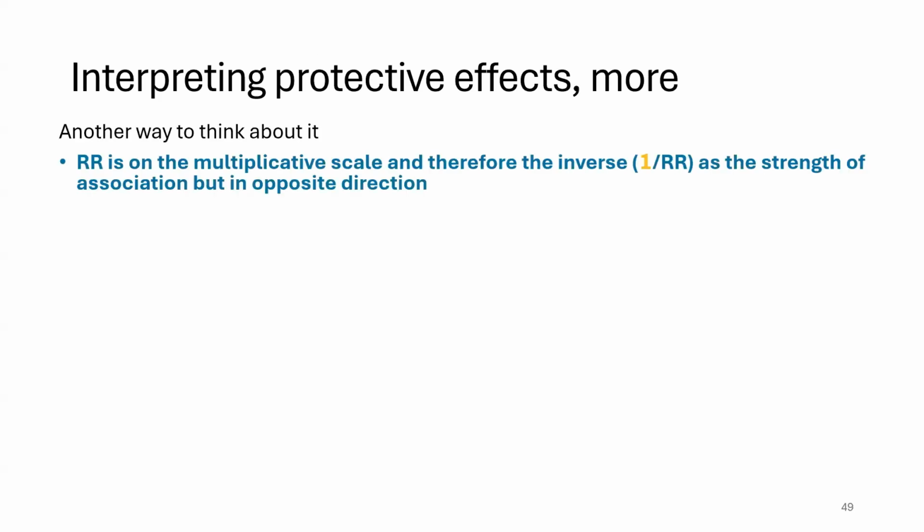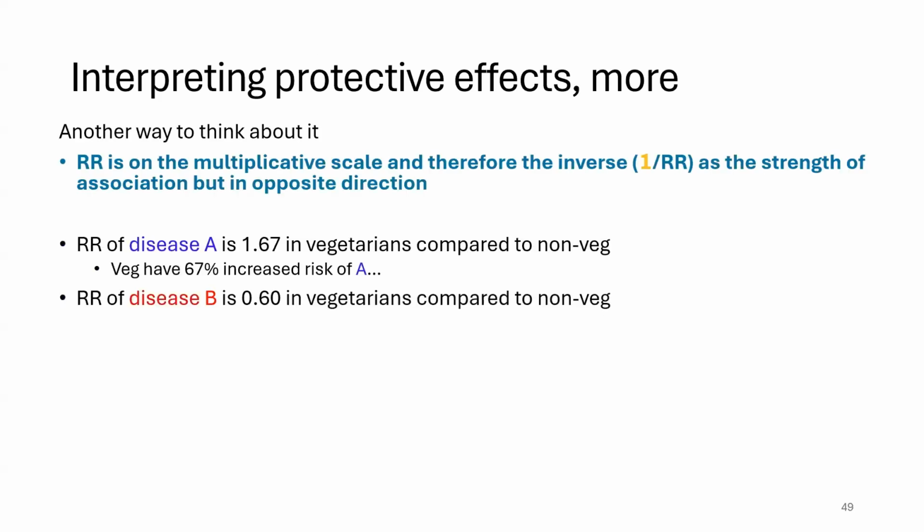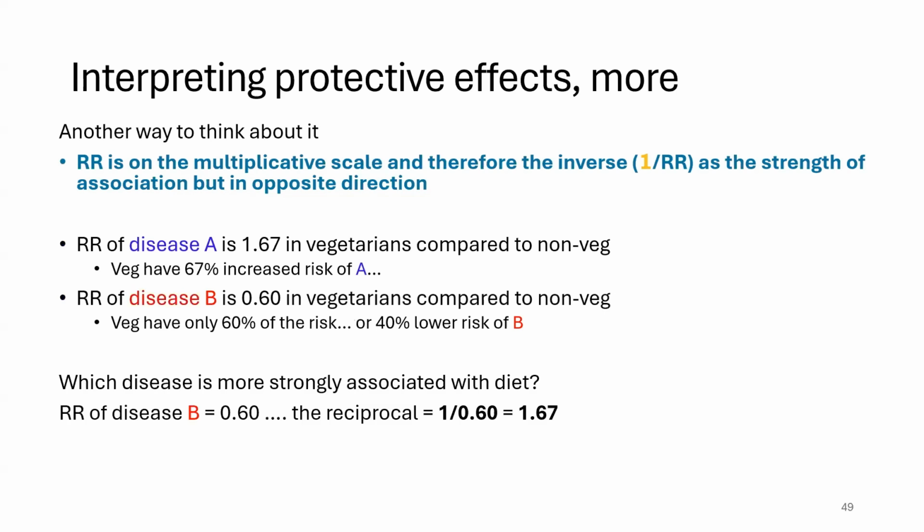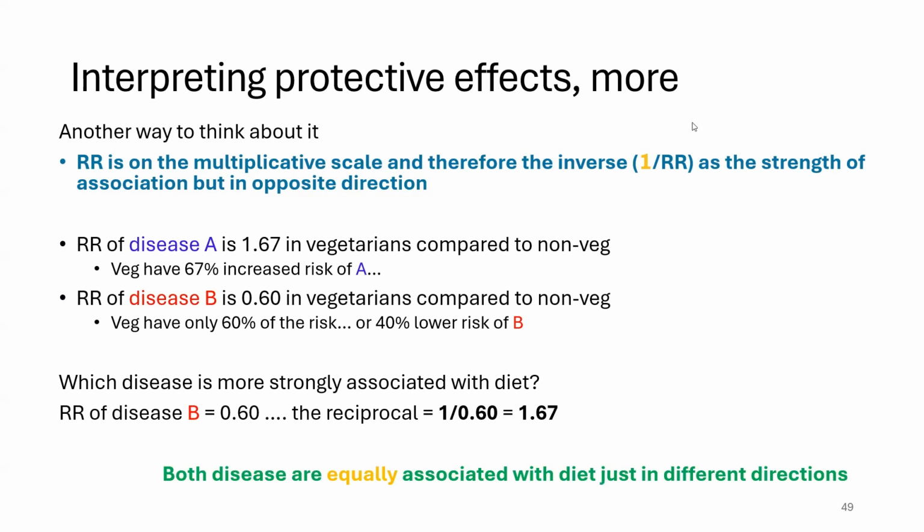So let me give you another way to think about it. Because relative risk is on a multiplicative scale, you can calculate the strength based on the inverse, so 1 over the relative risk, as the strength of the association to determine what it would be if that value was measured on the same scale. So putting either measuring both on the protective side or both on the risk factor side.